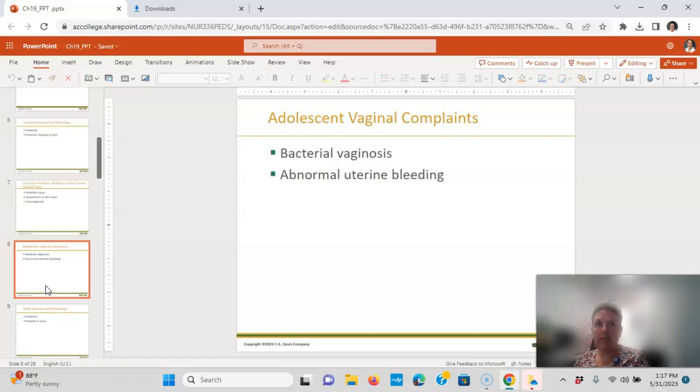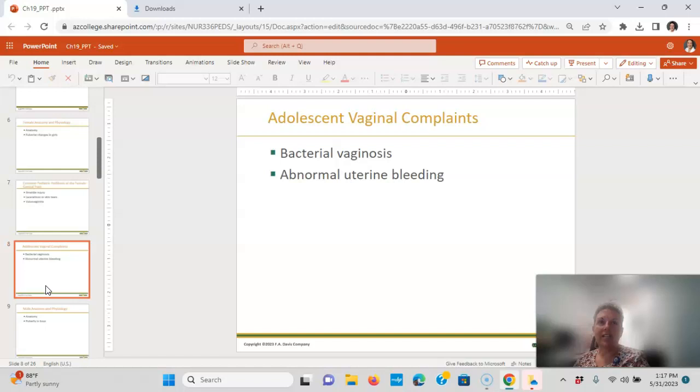Keeping track of your period, when it starts, when it ends, and then talking about hormonal therapy: it doesn't treat or prevent STIs. That's kind of a misnomer with teenagers, that I'm on the pill, I'm good. Not really. So you're going to have questions about that.